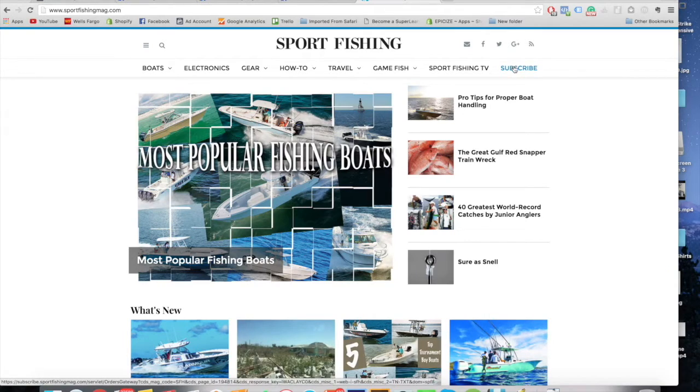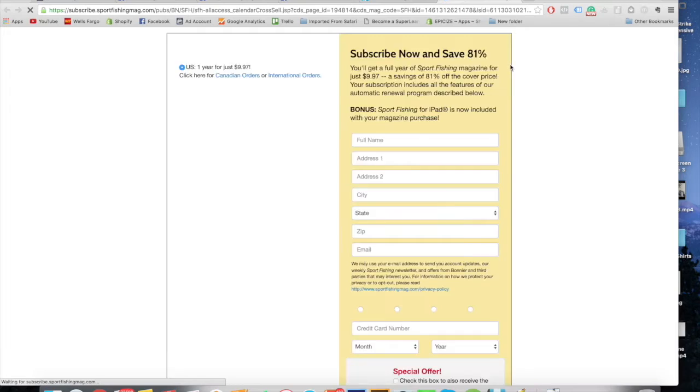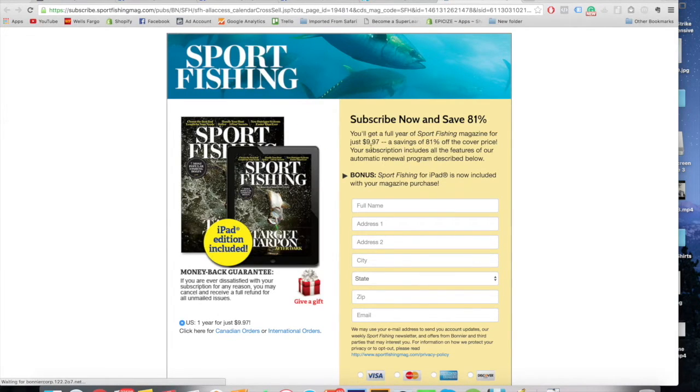Sport fishing, fishing boats. Okay, let's see what happens when I do subscribe. As you can see, this is an actual magazine that you subscribe to and pay $10 a year. It doesn't matter really how much money. I really don't care about the amount. Of course, the more the better. But as long as they are already spending even a dollar a year, they have a lot more buyer intent than any other person, because they already opened their wallet.